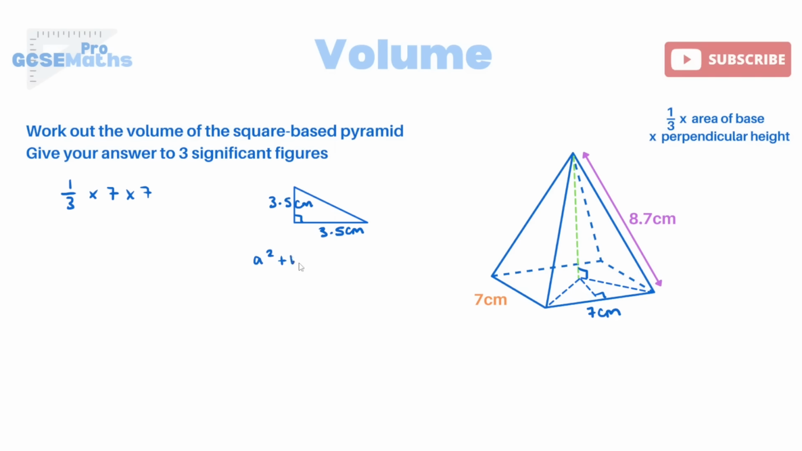So a squared plus b squared equals c squared. C is always the hypotenuse. A and B, you can split them however you like. If I sub that in, I've got 3.5 squared plus another 3.5 squared equals c squared, or my hypotenuse squared. And let's just work that out in the calculator.